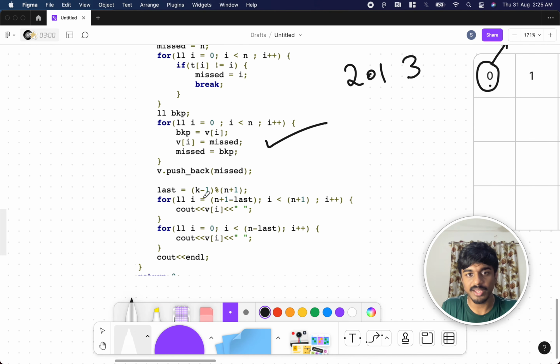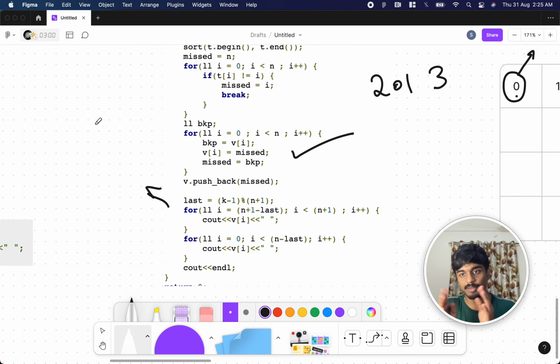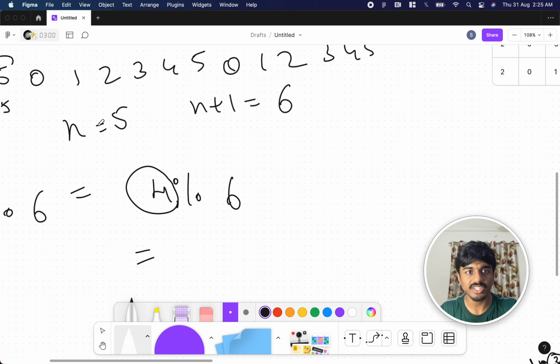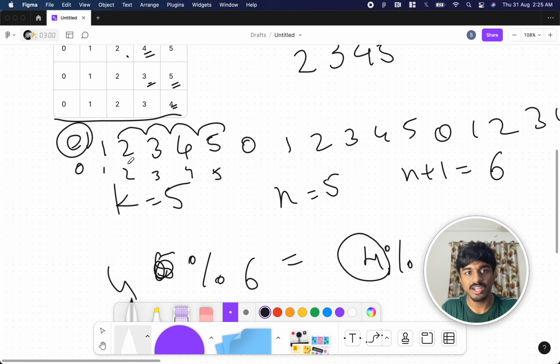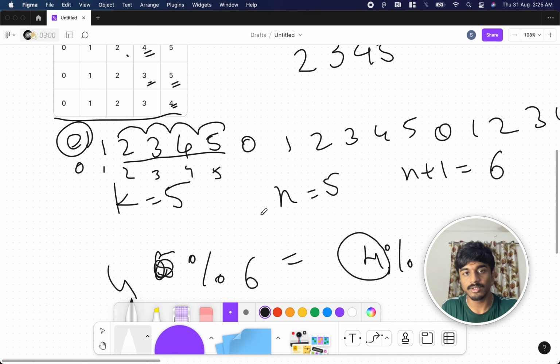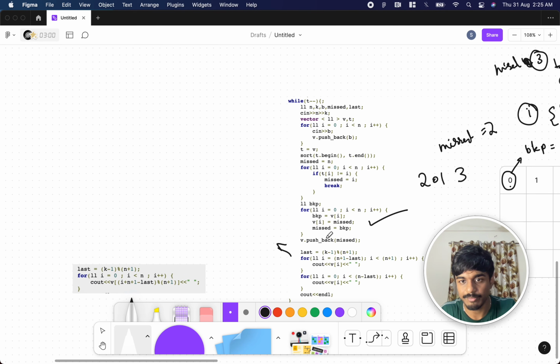Now what happens? K minus 1 mod n plus 1, that is the formula that we derived earlier. So the last represents how many elements you need to pick from the end, so that they can be appended at the front. So suppose in this case you got 4 mod 6, we say that the last 4 elements need to be taken. So that's what this last represents.